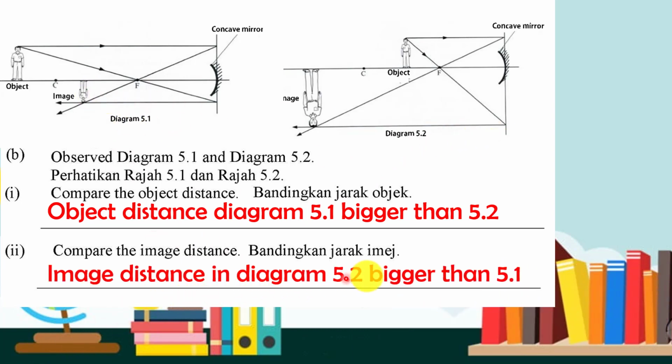So image distance in diagram 5.2 is bigger than 5.1. So either one, you want to say 5.2 is bigger or you say 5.1 is smaller, is okay. Okay, depends on how you want to explain.